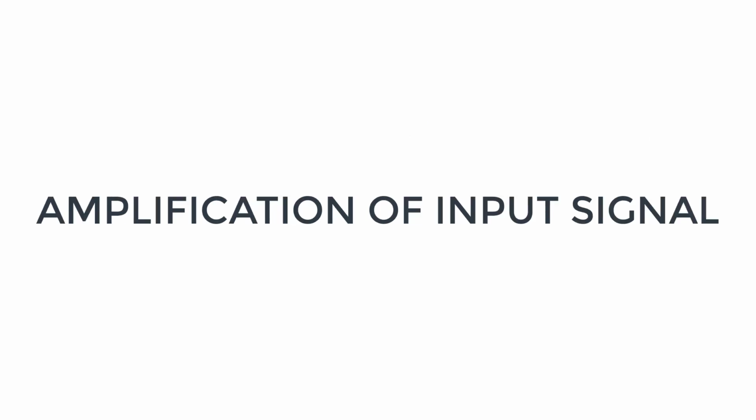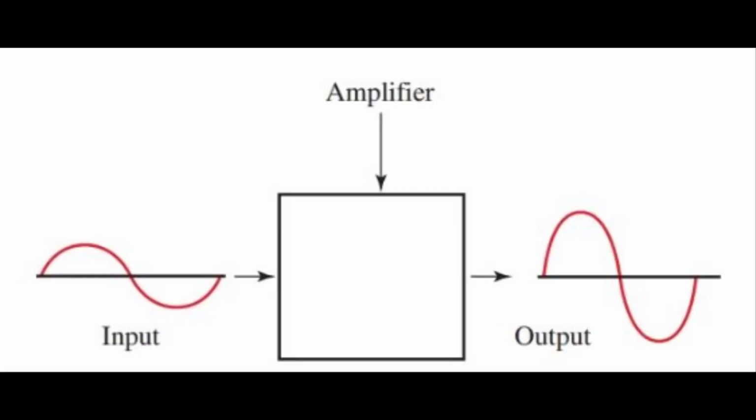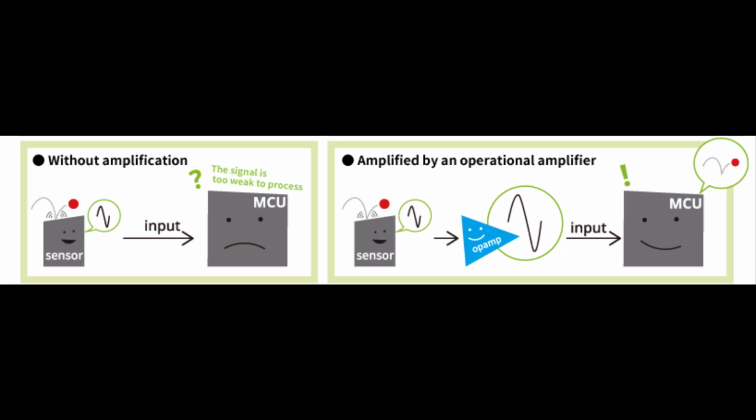The first one that we will be talking about is amplification of input signal. When we combine an op-amp in our amplifier circuit, it amplifies weak input signal to strong output signal. We may be confused about why we need amplification of our signal. To make it clear, you can just go through this image.